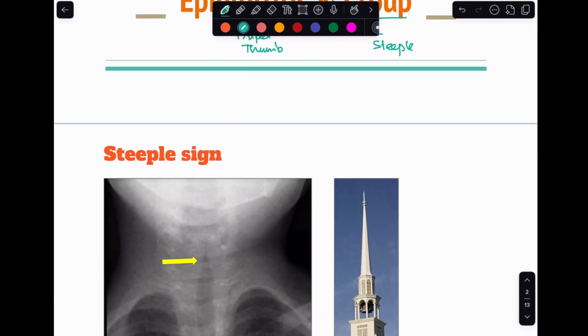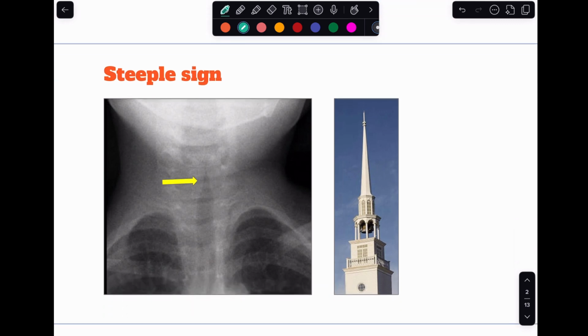So our first sign is the steeple sign. Now, what kind of a sign is this? As we can see over here, this is a radiological sign that we see in an X-ray of the neck, specifically in the antero-posterior view or the AP view.